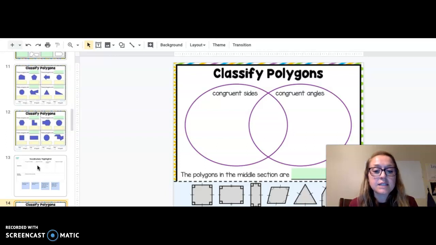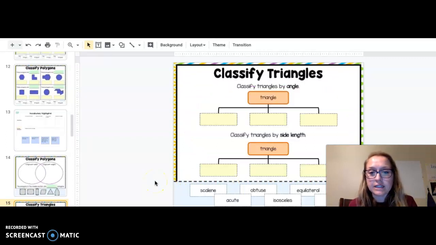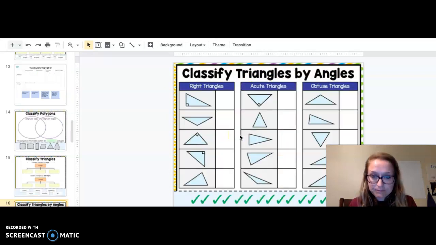Complete the sentence below the Venn diagram. Click on the green box and fill in the blank with the correct word. So the polygons in the middle section are blank polygons. How can you classify triangles by angle and by side length? Drag the answer pieces on top of the yellow dashed boxes. So you're looking at classifying them by their angle or classifying them by their side length.